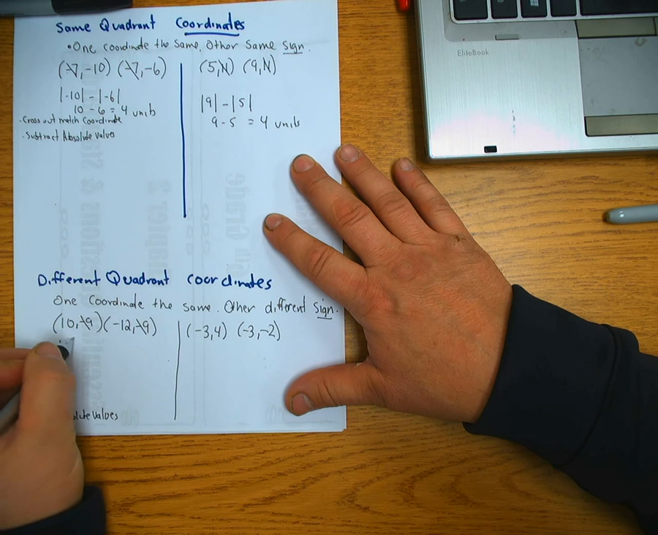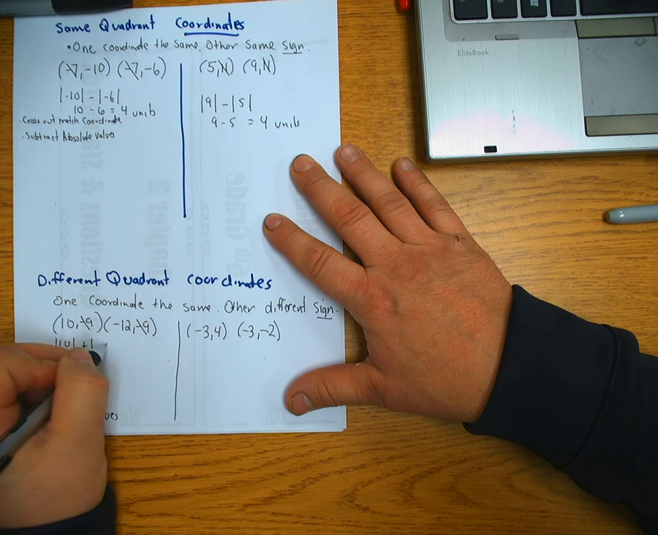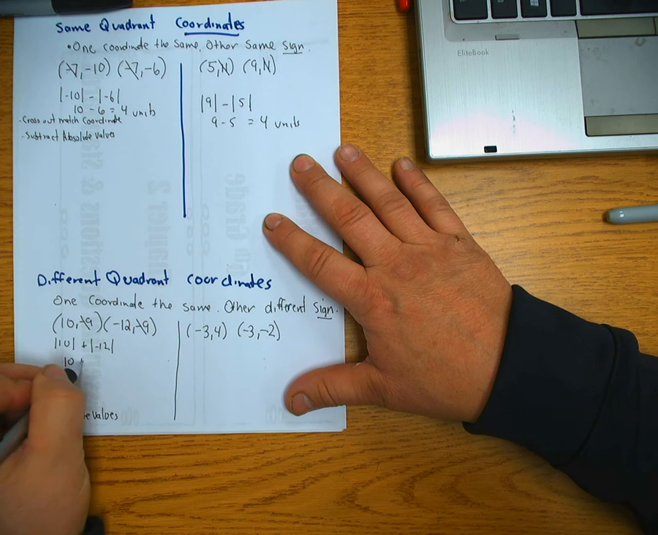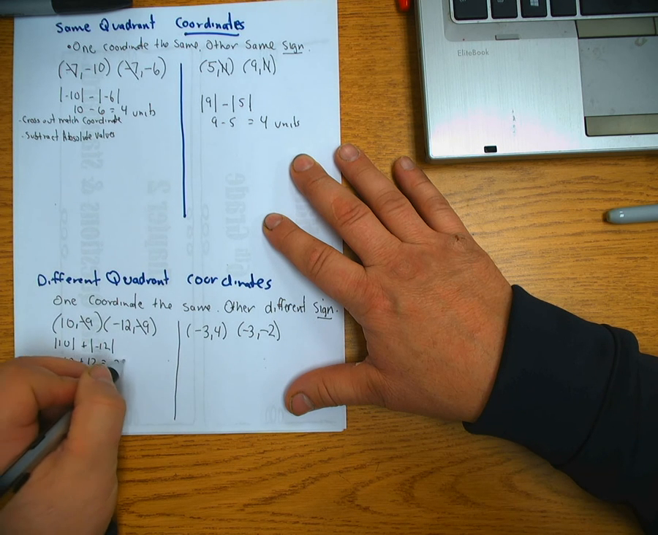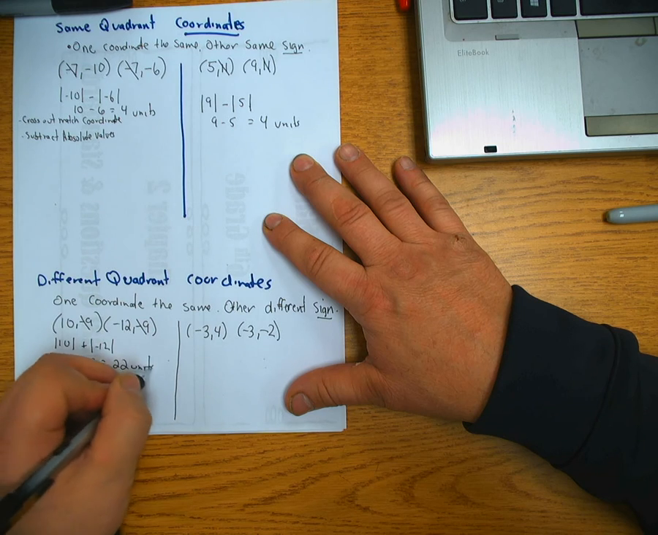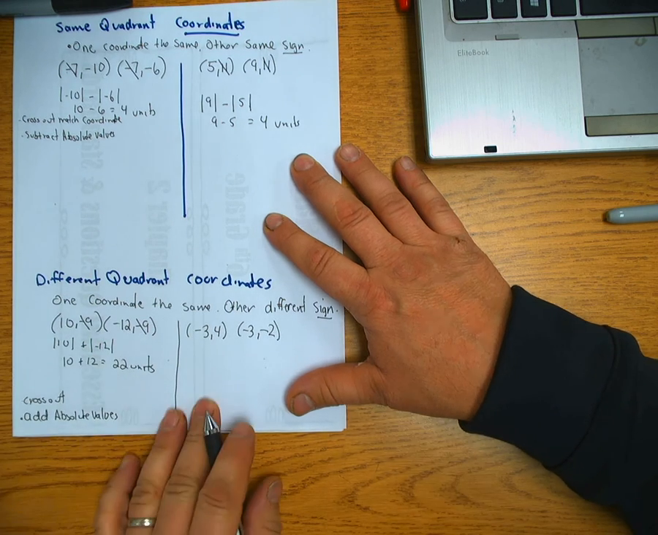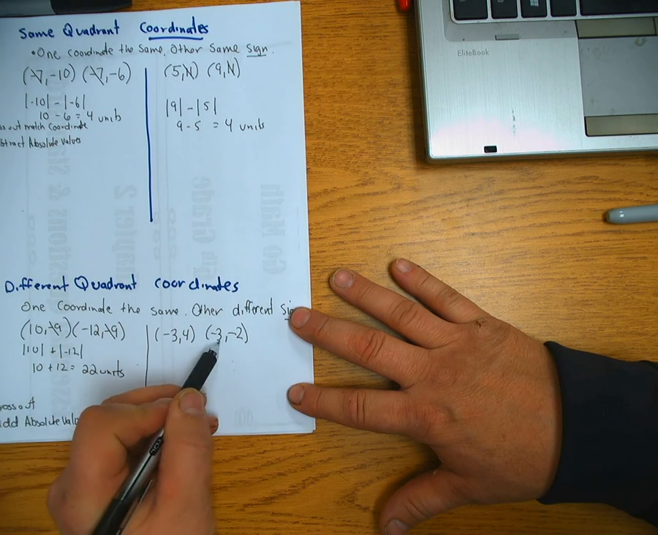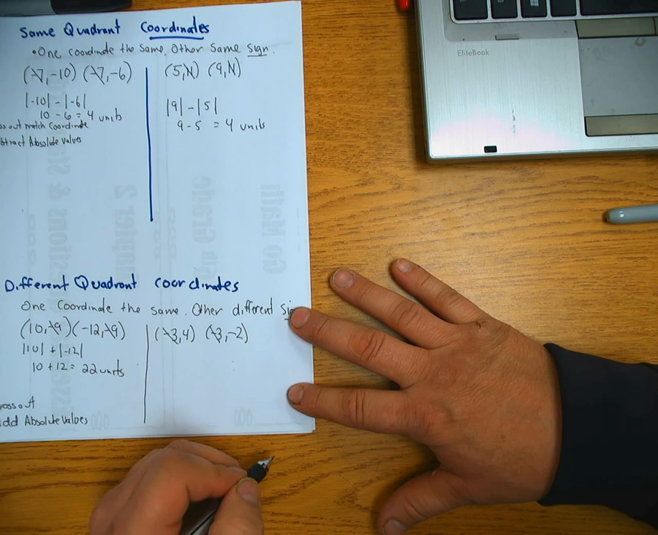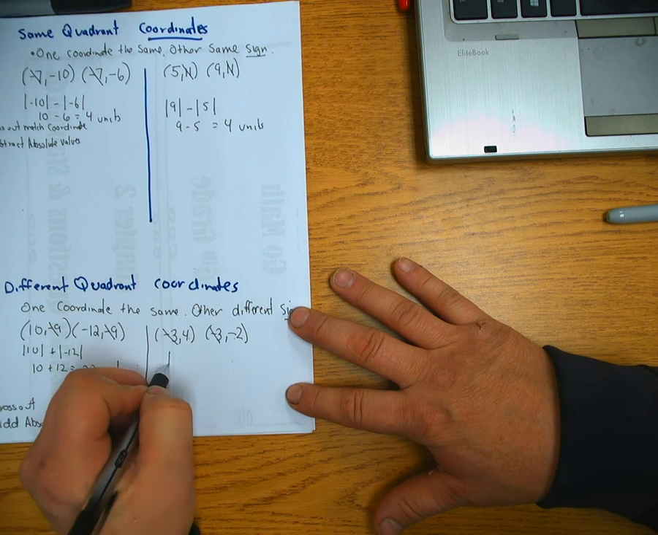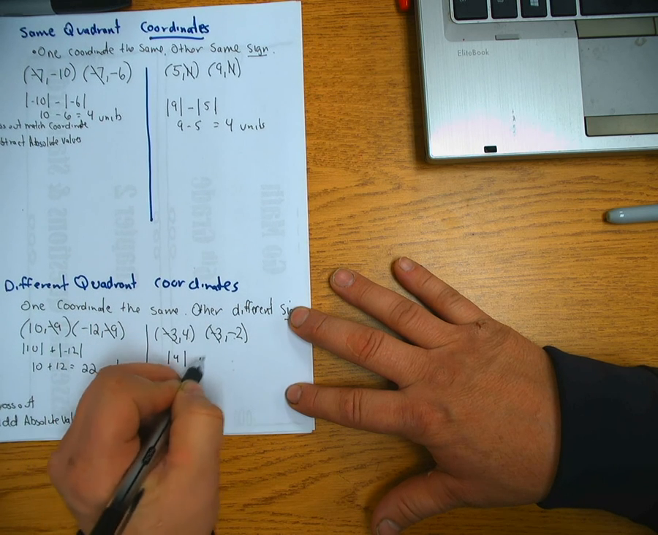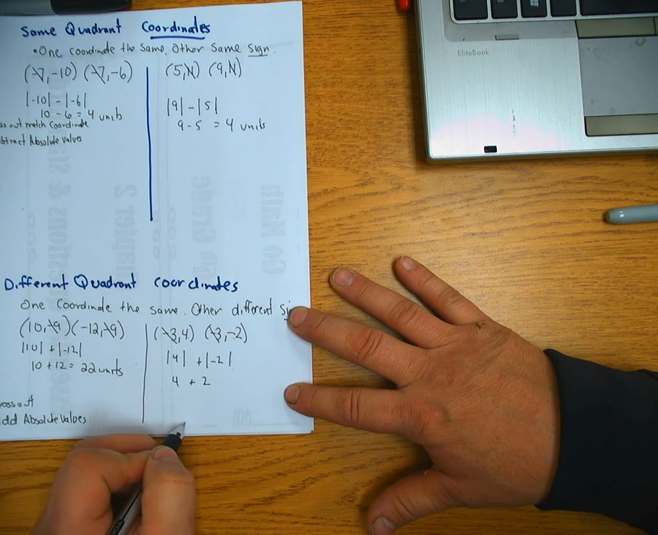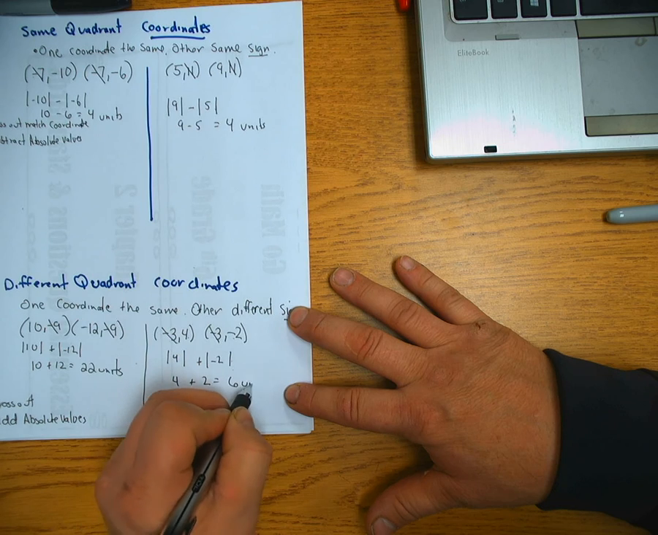So I have the absolute value of 10 plus the absolute value of -12. 10 plus 12 is 22 units. So we add absolute values because they're in different quadrants. Okay, let's try another one. The -3s are the same, so I get rid of those. 4 and -2. The absolute value of 4 plus the absolute value of -2. So that's 4 plus 2 is 6 units.